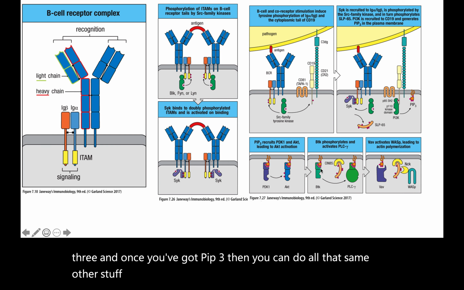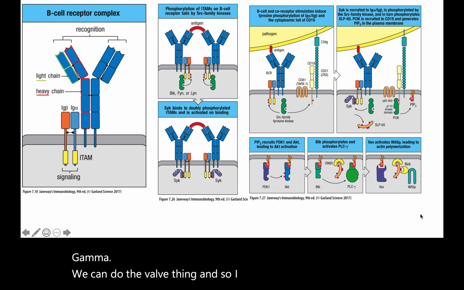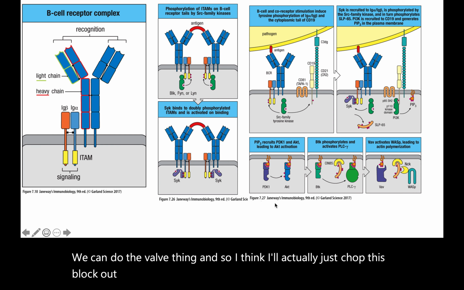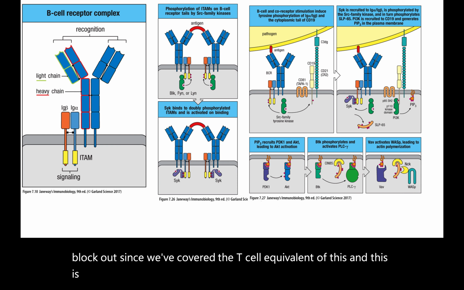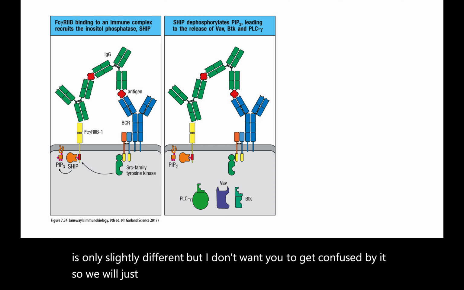And yeah, with the PIP3, we can activate PLC gamma, we can do the VAV thing, and so I think I'll actually just chop this block out since we've covered the T cell equivalent of this, and this is only slightly different, but I don't want you to get confused by it, so we'll just leave this last bit out.